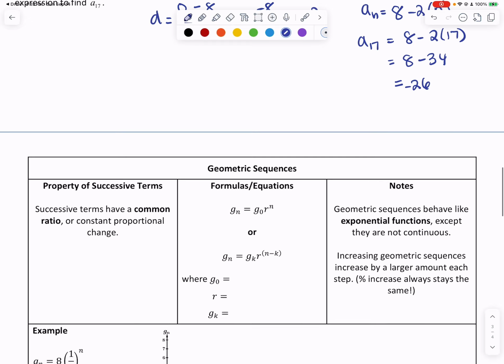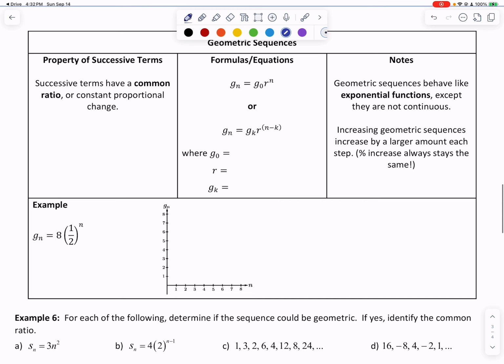Alrighty. Now let's talk about geometric sequences. Geometric sequences have a common ratio. Instead of adding the same thing each time, they are multiplying by the same thing each time. Constant proportional change. This is the big new topic. This unit focuses on exponentials, and next unit focuses on logarithms. So we need to get into this exponential growth situation.